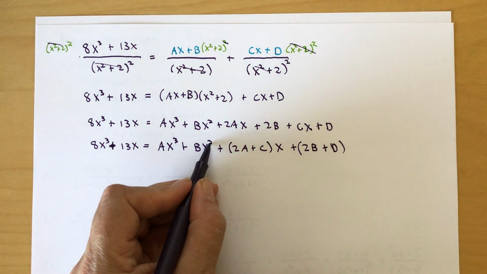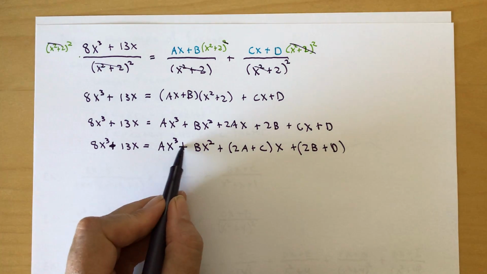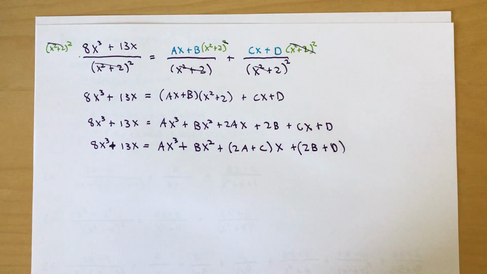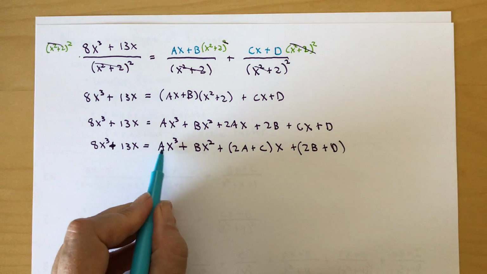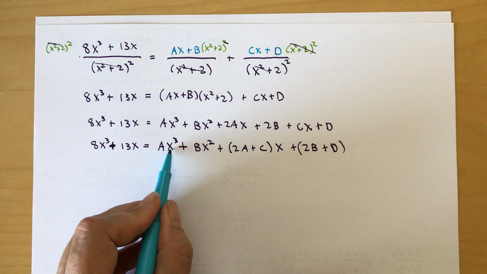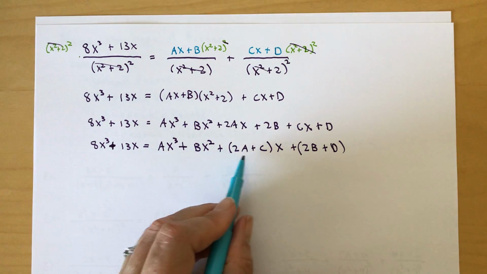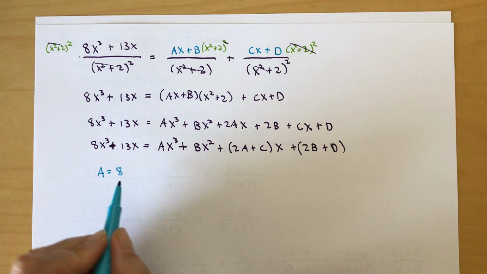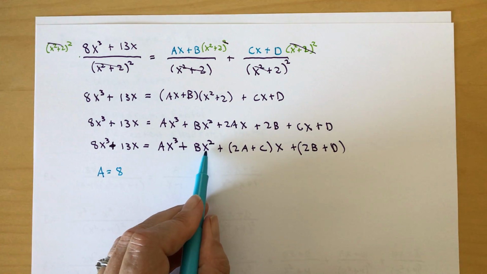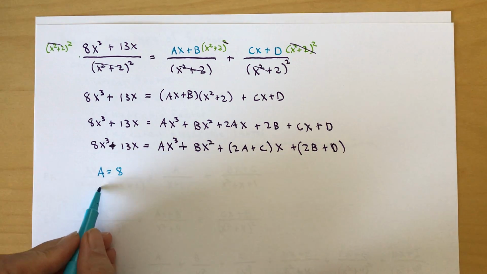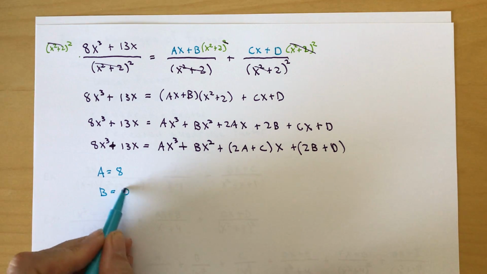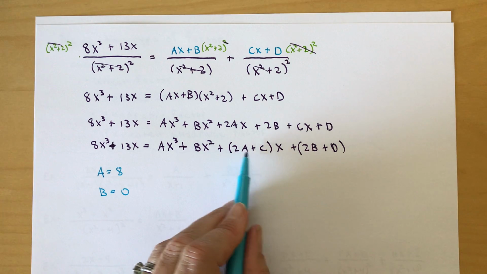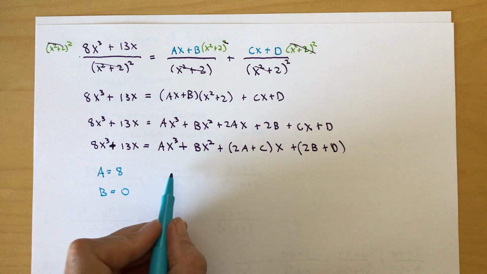Since this expression is true for every value of x, I can say that the a in front of the x cubed here has to equal 8, because it's the only x cubed here. So a is equal to 8. There's a bx squared, but since there's no x squared on the other side, I know that b is equal to 0. Then I also know that 2a plus c has to equal 13.